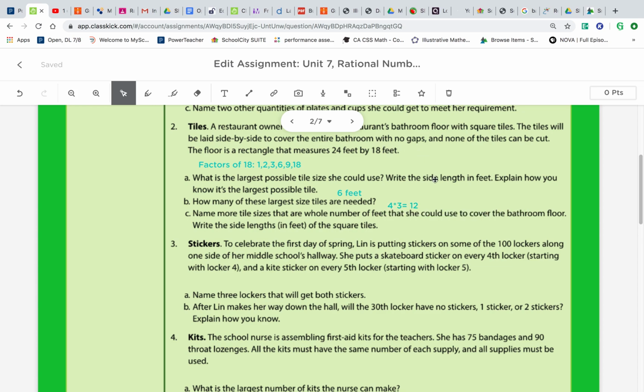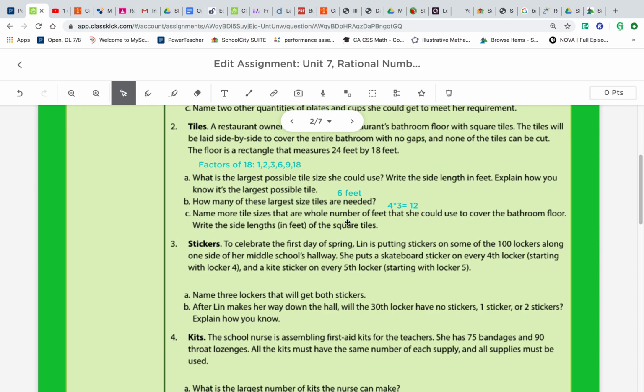Imagine finding the area, the length times the width, or the base times the height. Let's call this the height. If you're going upwards, and each of your tiles is 6 feet, you're going to need 4 of them. So there's going to be 4 going up and 3 going sideways. So just like in the area, you do 3 times 4, and that's where 12 comes from. That's how many tiles are going to be fitting on there.